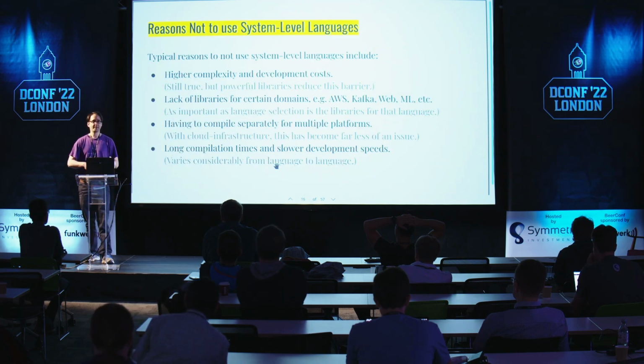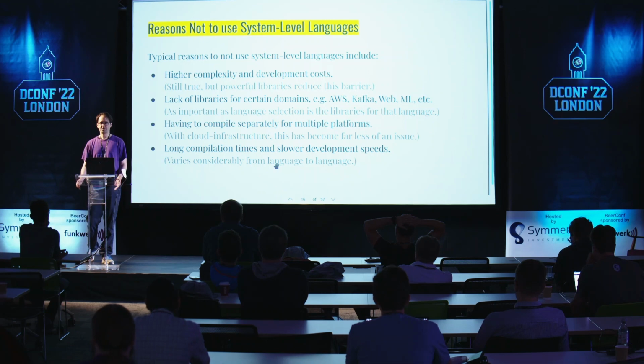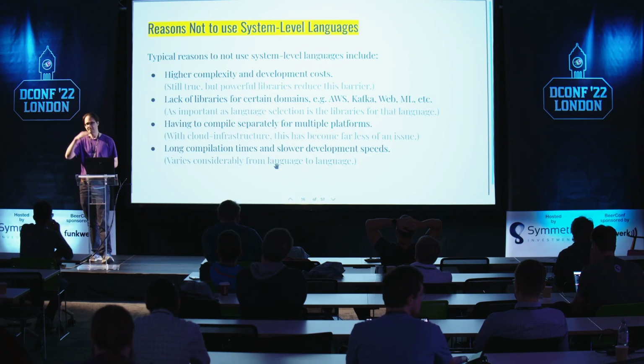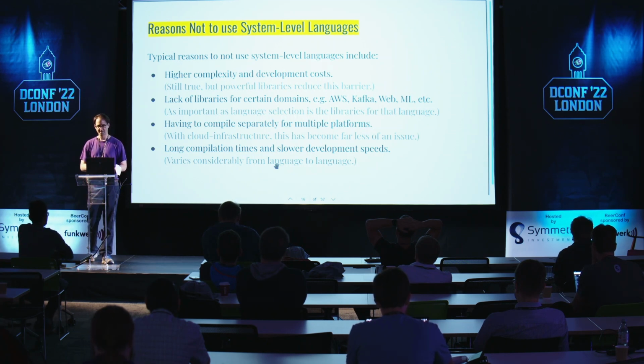Now, there are reasons why people aren't doing this already, because if it was all just peaches and cream, everyone would already have done it. The reason they're not doing it is that systems-level languages are often very complex, and you end up paying a lot in terms of engineering time to get a program actually working, debugging errors, that kind of stuff. There's often a lack of libraries that are critical for solving certain problems, whether you're communicating with AWS or Kafka or working on machine learning. So the availability of libraries is a strong reason to pick a programming language.